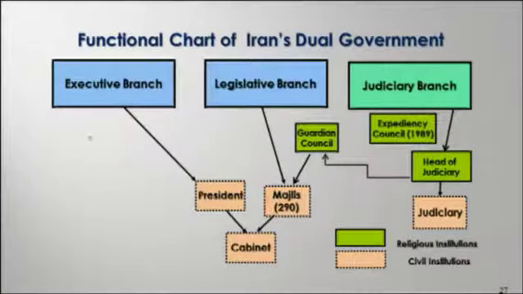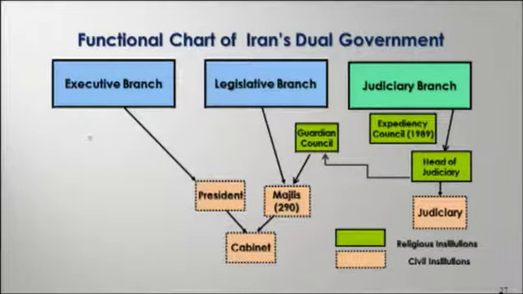Laws that are found, so you can see the arrow from Guardian Council going to the Parliament, laws that are found to be incompatible with the Sharia are sent back to the Parliament to be revised and made compatible. To give you an idea, during the first Majlis or Parliament, over 1/3 of the legislation that was passed by the Parliament was judged by the Guardian Council as un-Islamic, and therefore sent back for revision.